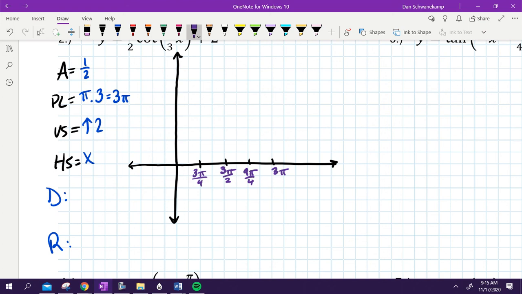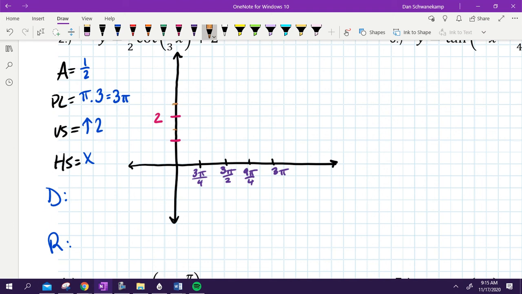Great. Next thing I'm going to do is my vertical shift. My vertical shift is up 2. So I'm going to go up 1, 2. Boom. My amplitude is 1/2. So ugly, but that means that I'm going to go there and there.